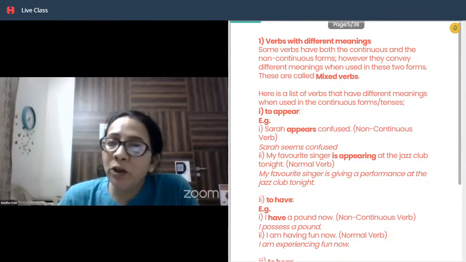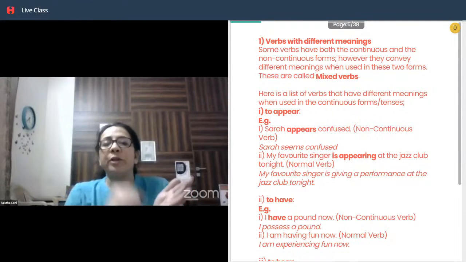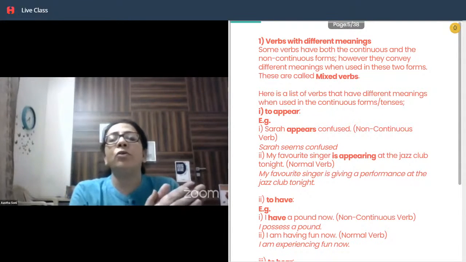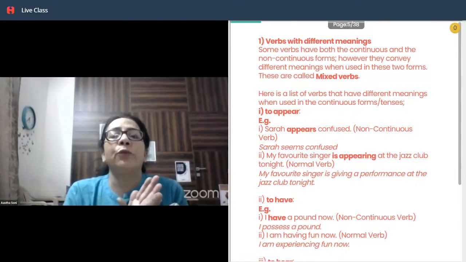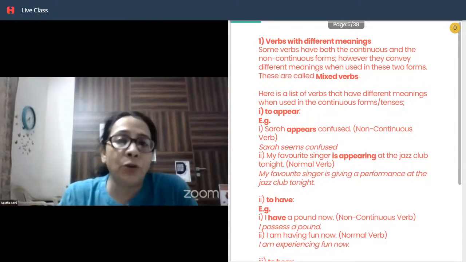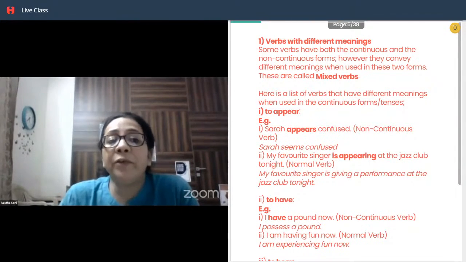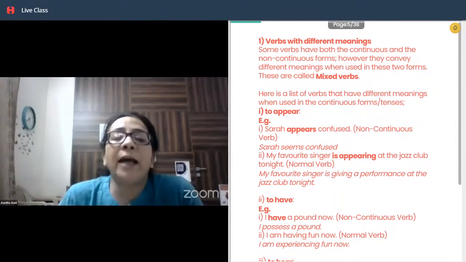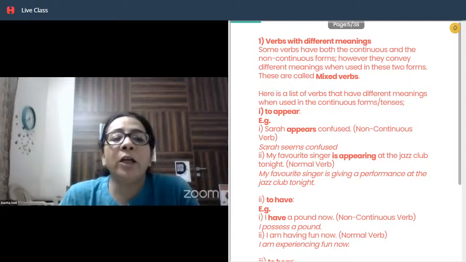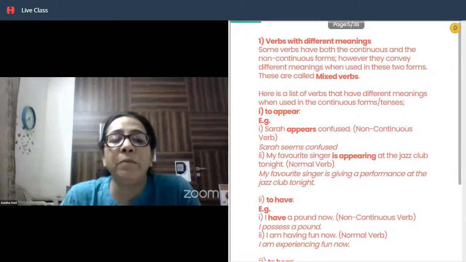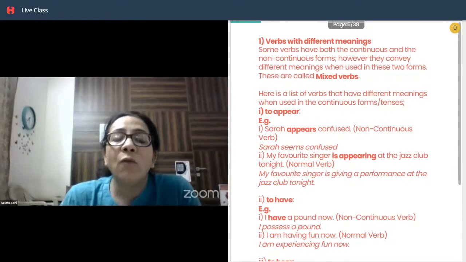However, in both the types, when you're using it in continuation form or in a non-continuation form, the meaning changes for the same verb. They convey different meanings when used in these two forms. These are actually mixed verbs. Now, here is a list of verbs that have different meanings when used in continuous forms.